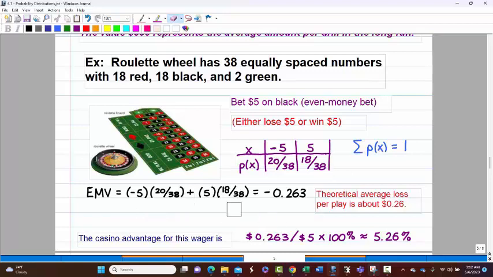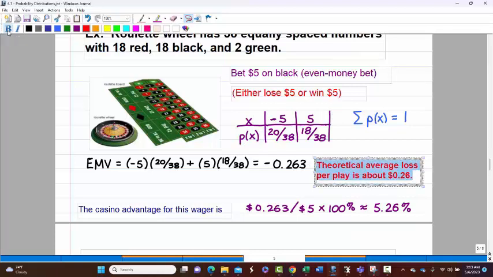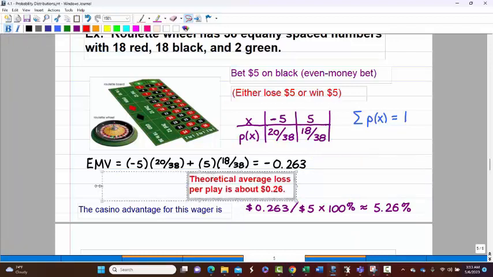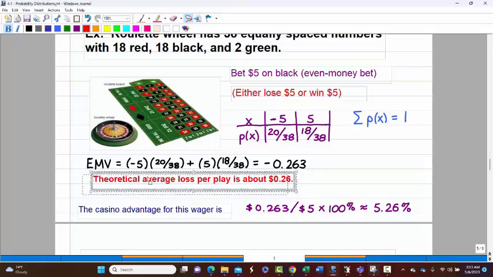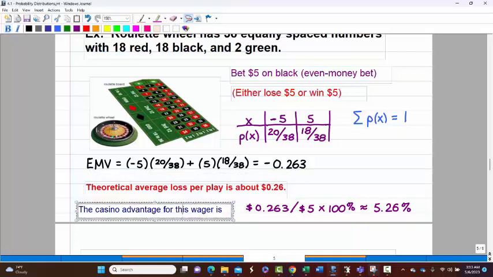So to calculate this, not too difficult. Negative 5 times 20 over 38 plus 5 times 18 over 38 gives negative 0.263. What that means is that, on average, you would lose about 26 cents per bet on a $5 bet. So that's the casino's view of it.